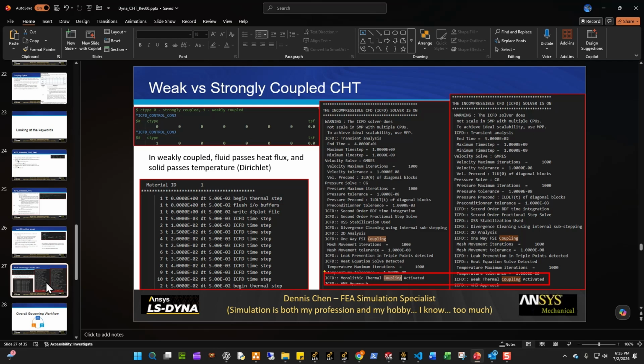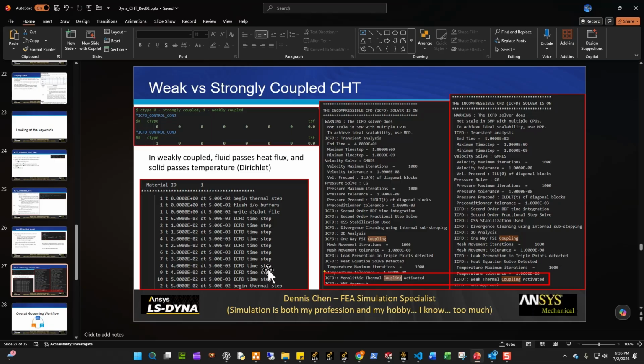Okay. Obviously, when we talk about weakly versus strongly coupled CHT problem, you can set the C type to 1 or 0. 0 means it's strongly coupled, 1 means it's weakly coupled. And once you turn on both, you can sort of see one of them is actually going to give you a note saying the monolithic thermal couple, that's strongly coupled, or you have a weak thermal couple, that's weakly coupled, right? And if you look at the difference in the log file, you can barely tell the difference. Basically, if the DT is different between the CFD side and the mechanical side and the thermal side, you will solve a bunch of ICFD time steps before you solve the thermal time step, right? That effectively makes it a weakly coupled problem.